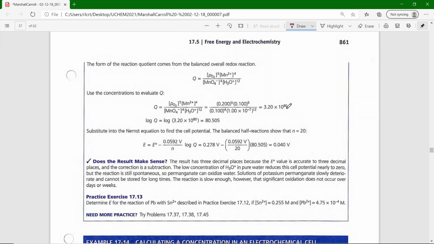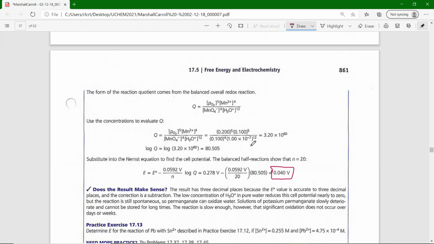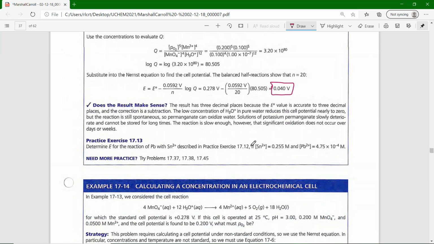Look at that, 3.2 by 10 to the 80th for Q. Log of Q is 80.505. Plug it in, and you get 0.04 volts. Okay, so our standard cell voltage was 0.278, and now we've decreased it to 0.04. So the low concentration of H plus in pure water reduces the cell potential nearly to zero, but the reaction is still spontaneous, right? E is still positive, so permanganate can oxidize water.